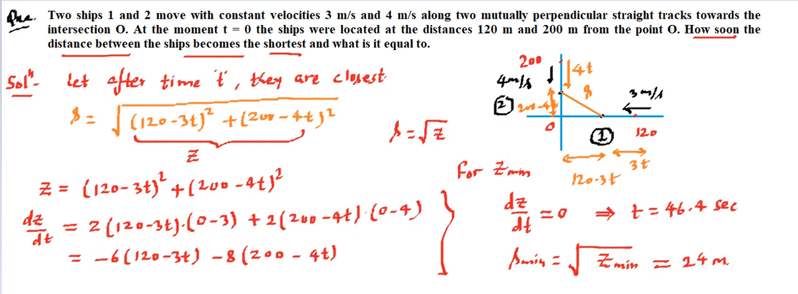I'm also providing answers over here, so you can verify your answers. This t, the time after which the distance becomes shortest, should come as 46.4 seconds, and the minimum separation between the two ships must come as 24 meters. So check your answer. If you are getting this after calculation, that means you are good at calculation.